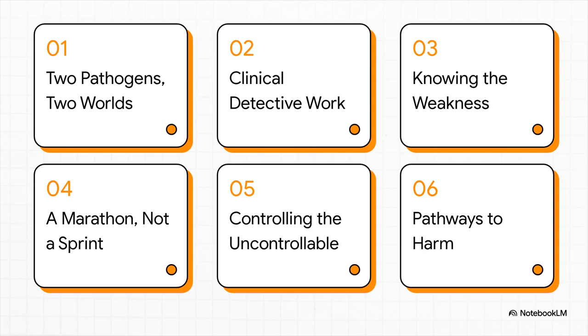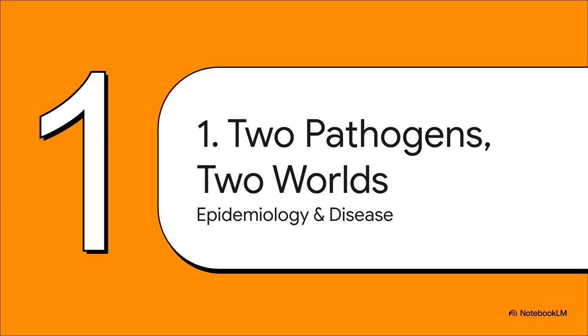Okay, here's how we're going to break this down. First, we'll look at the two very different worlds these pathogens come from. Then, we'll put on our detective hats for the clinical workup, figure out their weak spots, and then talk about the treatment, which is a real marathon. We'll wrap up with how you control something that's everywhere and look at how these infections can cause real harm. All right, first up, two pathogens, two worlds.